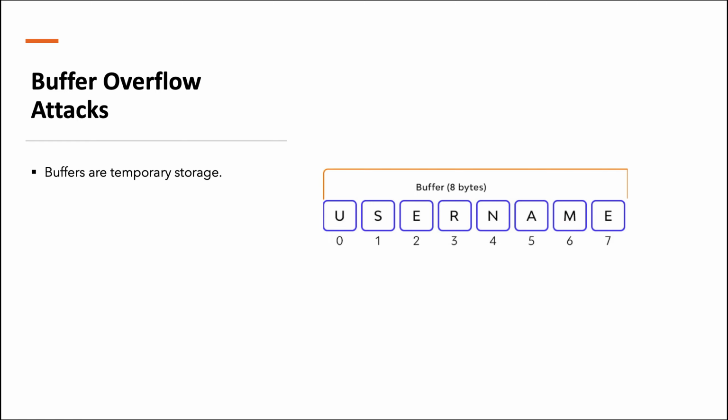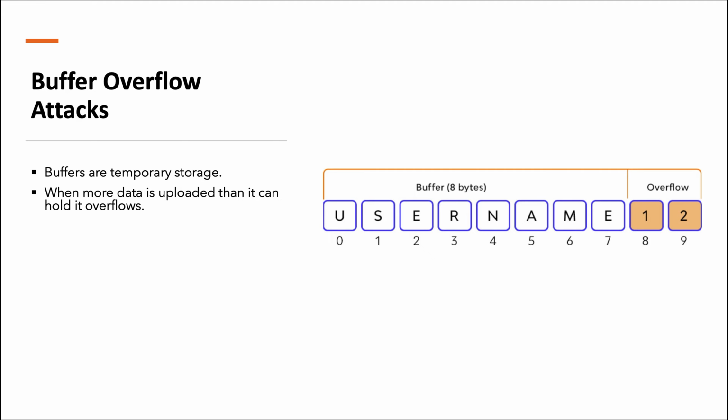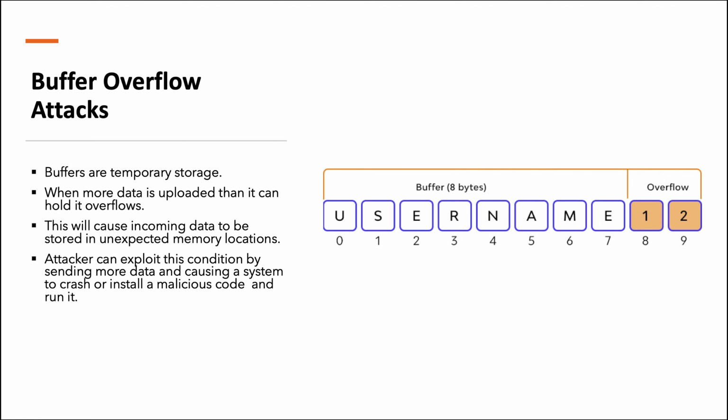But when a program writes more data to a buffer or memory storage area than it was allocated to hold, this causes the buffer to overflow. And this will cause incoming data to be stored in unexpected memory locations. So an attacker can exploit this condition by sending data that is larger than expected and cause a service or a system to crash or include a malicious code and attempt to run it.